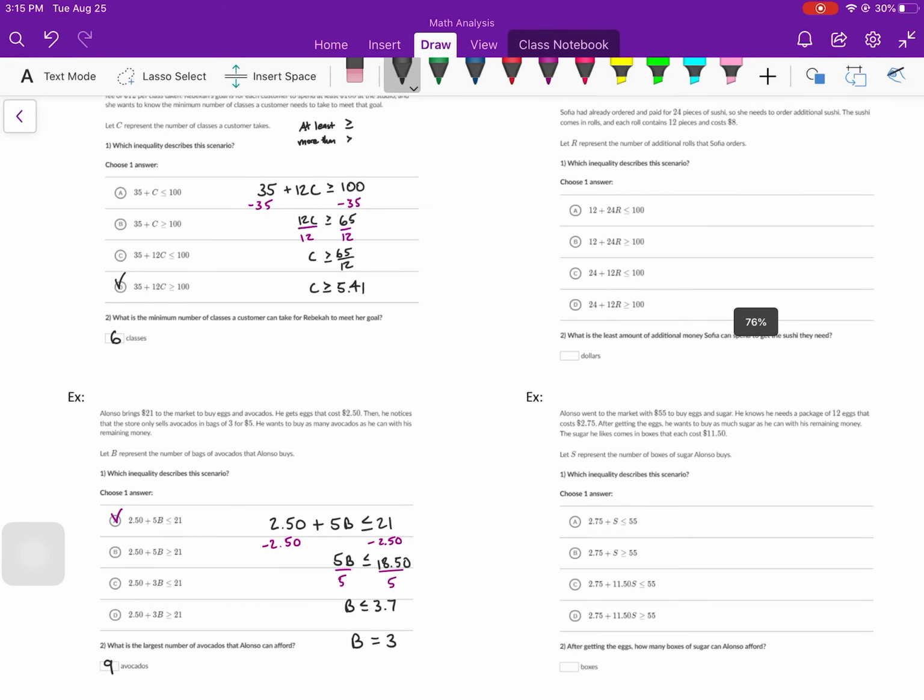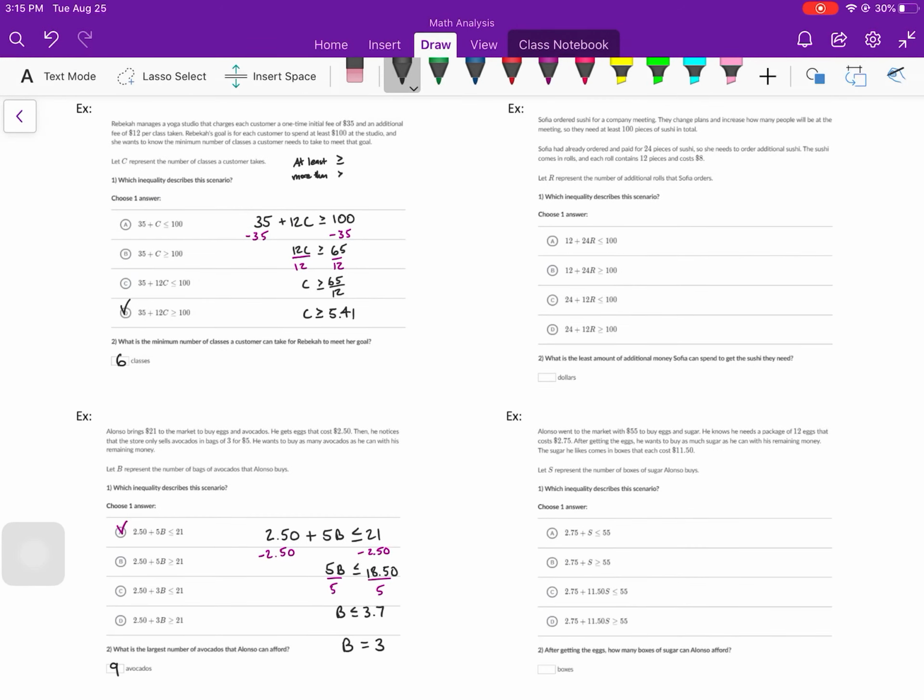So there's a couple examples, there's a couple more here to the right, but we're going to work through those in class.